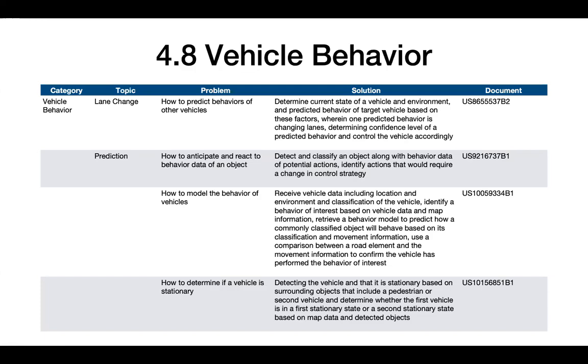Okay, how to determine if a vehicle is stationary. Detect the vehicle that is stationary based on surrounding objects that include a pedestrian or a second vehicle, and determine whether the first vehicle is in a stationary state of being parked or a stationary state of being prevented from moving due to the pedestrian.